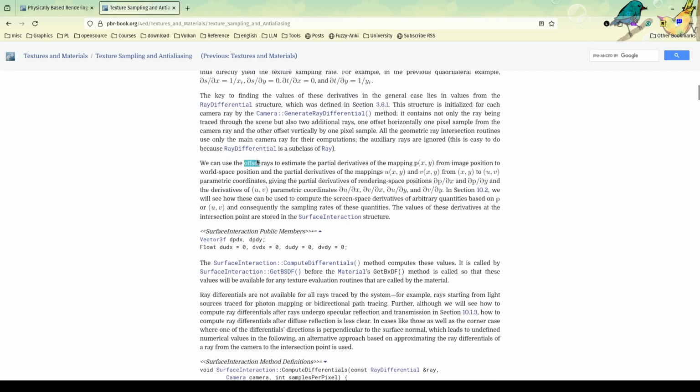But we can use those offset rays to estimate the partial derivatives of the mapping p(x, y) from the image position to world space position, and the partial derivatives of the mapping u(x, y) and v(x, y) from the (x, y) to the (u, v) parametric coordinates, given the partial derivatives of rendering space position, partial p partial x and partial p partial y, and the derivatives of (u, v) parametric coordinates, partial u partial x, partial v partial x.